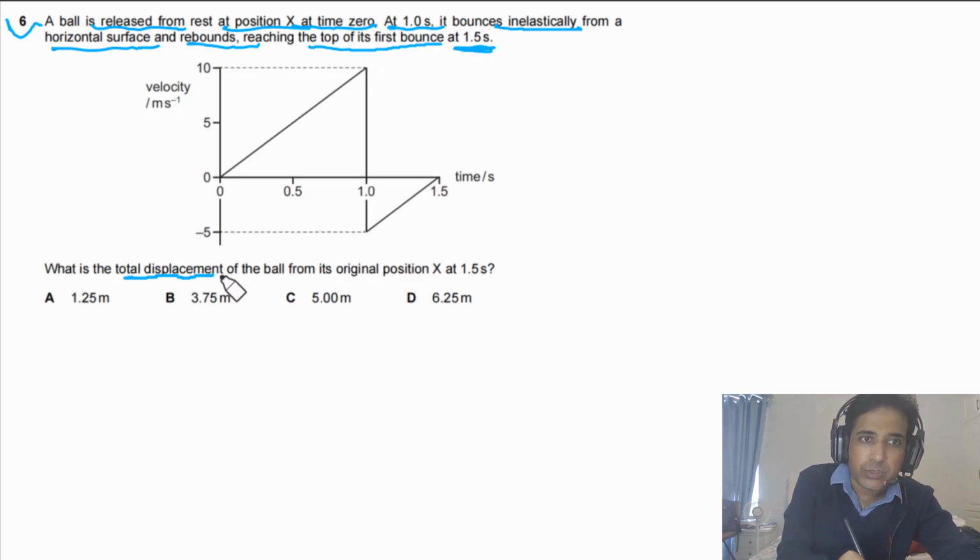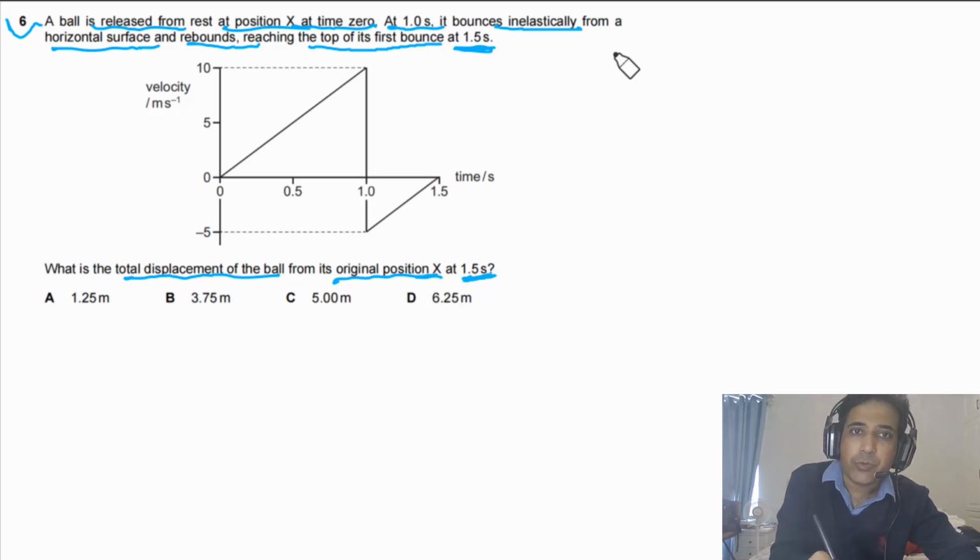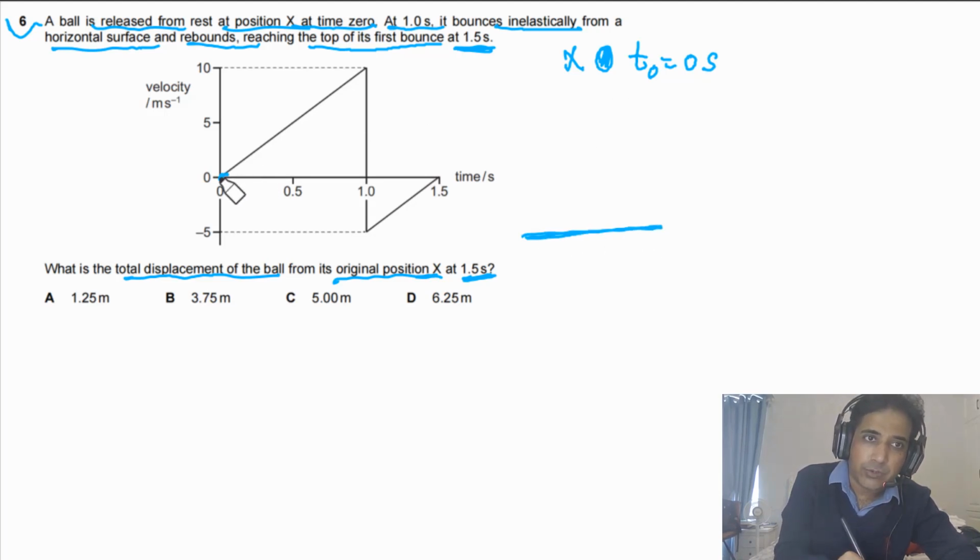What is the total displacement of the ball from its original position X at 1.5 seconds? The question is simply telling us we have position X, and time t0 is equal to 0 seconds. The ball is released and the initial speed of the ball is equal to 0. You can also see it from here.